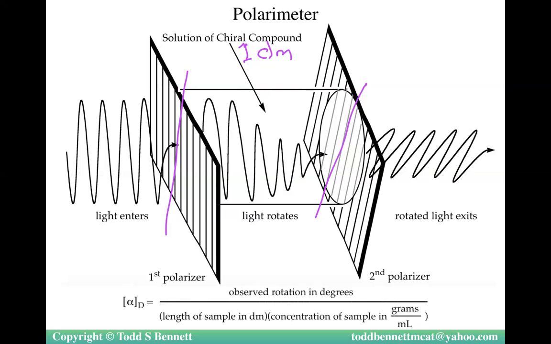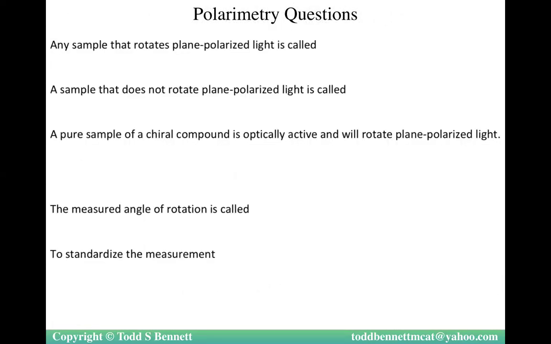By definition, what we observe, the amount of rotation, we take that and divide by the length of the sample, which is hopefully 1 decimeter, and the concentration of the sample, so grams per milliliter is a unit. We usually put it as grams per 100 milliliters as your standard concentration, but this is tossed in there just for the sake of calculation. And we end up with a whatever value.